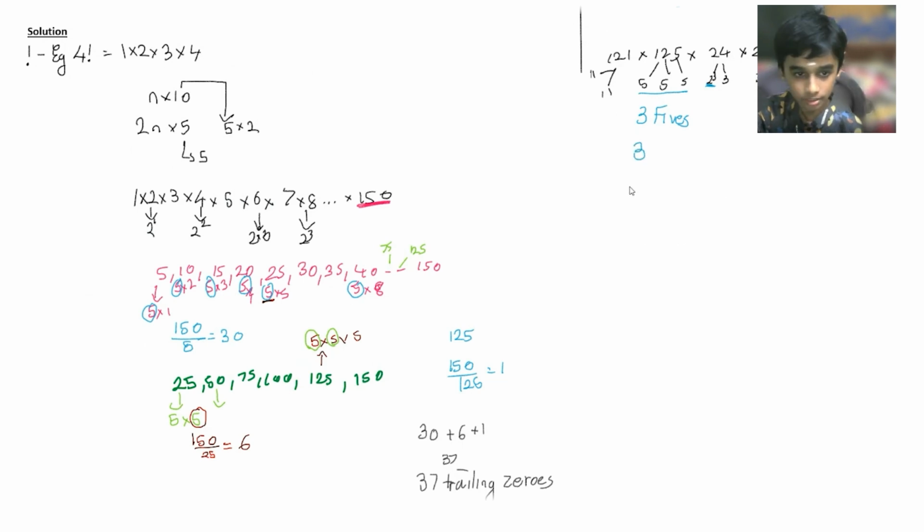So in the first part, we got 37 trailing zeros. In this part, we are getting 3 more of them. Adding them, we get 40. And therefore, we solve this problem. The answer is 40 trailing zeros.